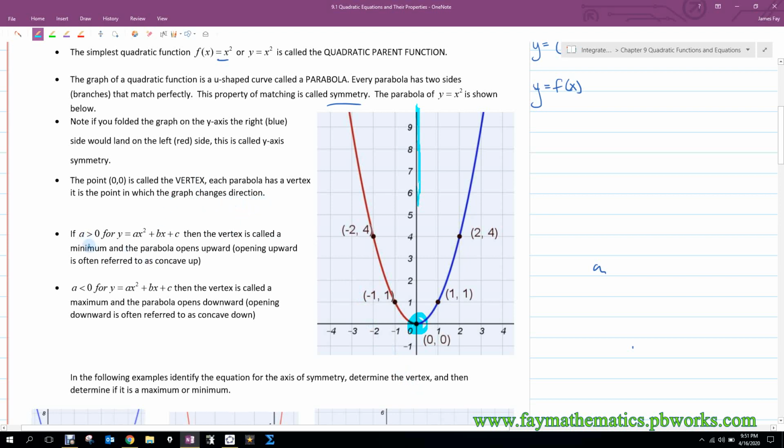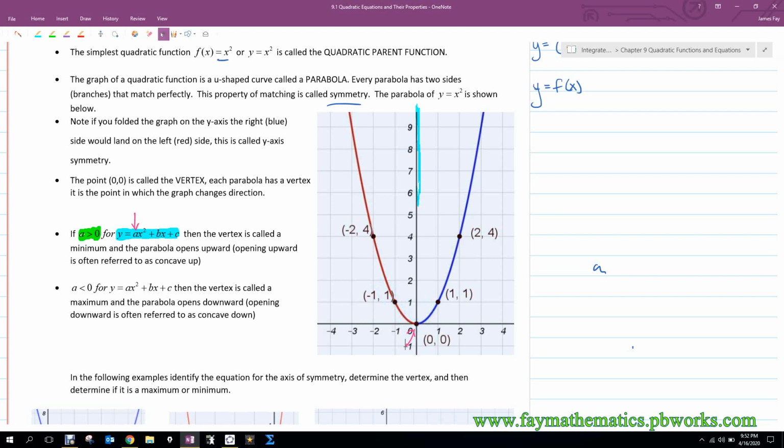When we look at any parabola of that form, any quadratic equation, if the a value is positive, and that's what this is saying right here, if a is greater than 0, so we're looking at that number right there being a positive number, then the vertex is called a minimum, because the graph will look like this, and that point right there will be the lowest y value that we ever get to. So we call that a minimum.